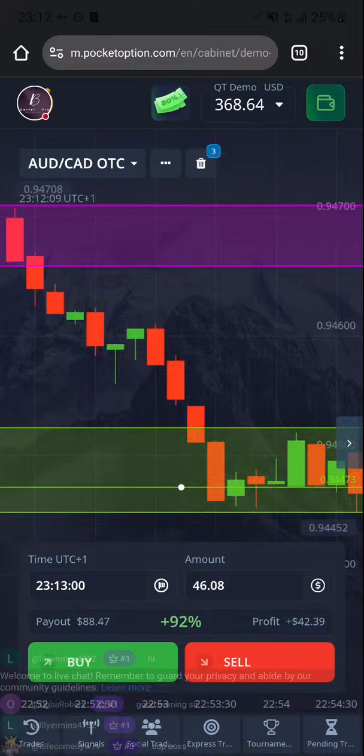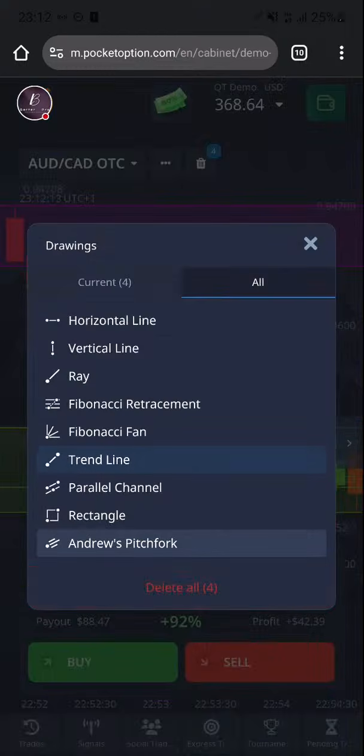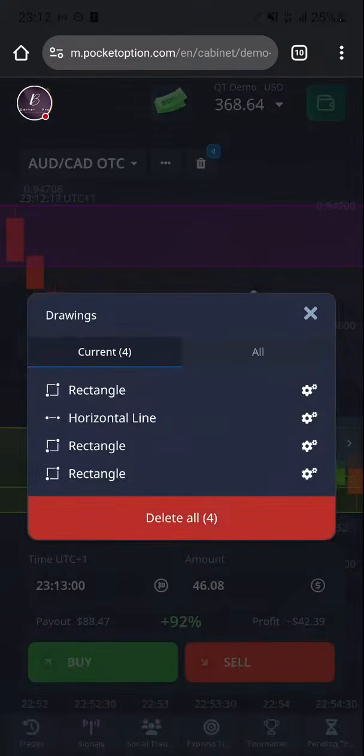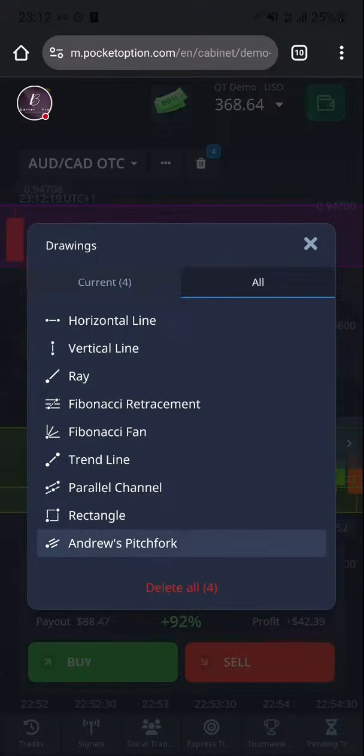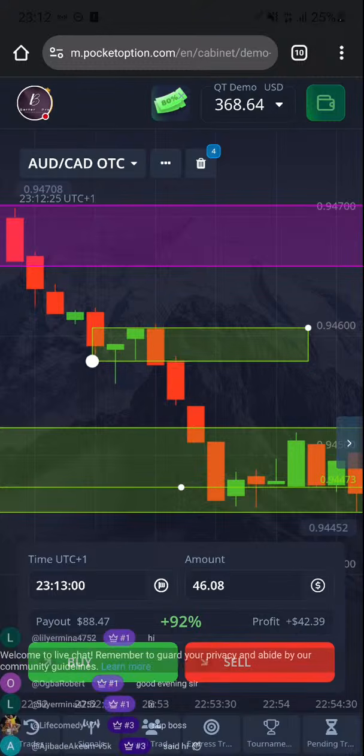Okay, we have another entry over here. Let me remove this. We have another entry over here, so let's mark it. This is the entry. You see, when you have a hammerhead entry like this, a hammerhead candle, you can mark the whole candle.